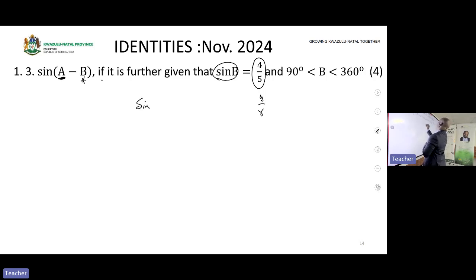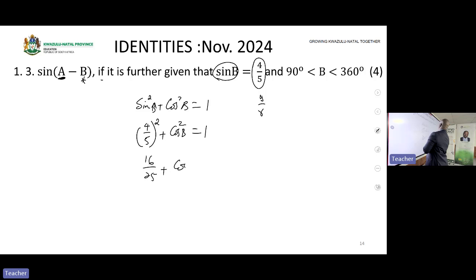We know that sine squared of b plus cos squared of b is equal to what? 1. But what is sine of b? It's going to be (4/5) squared plus cos squared of b equals 1. So this will be 16/25 plus cos squared b equals 1. Through additive inverse, cos squared b is equal to 1 minus 16/25.